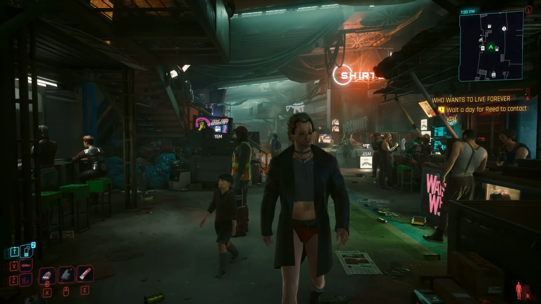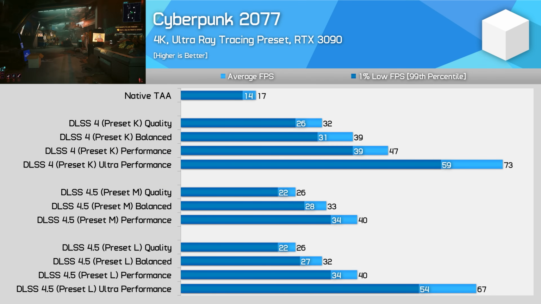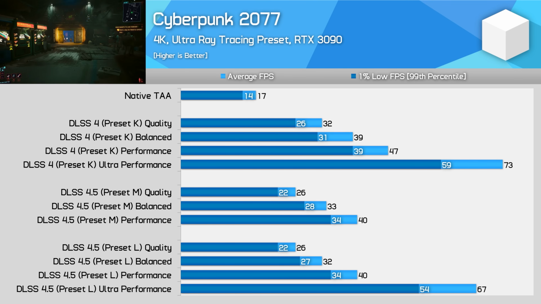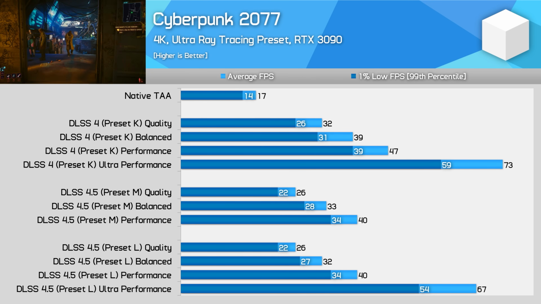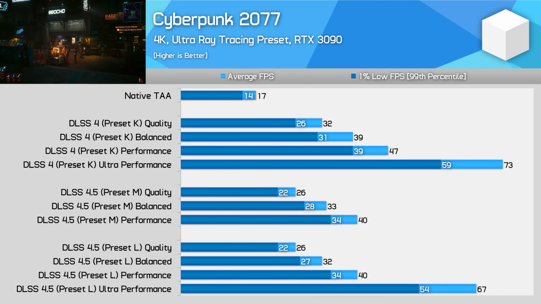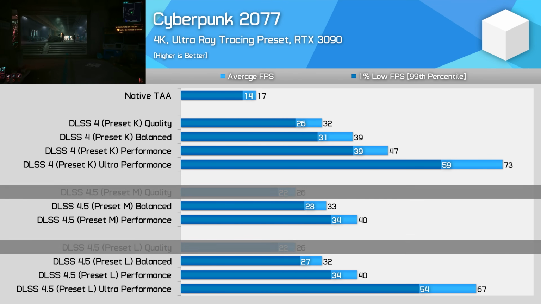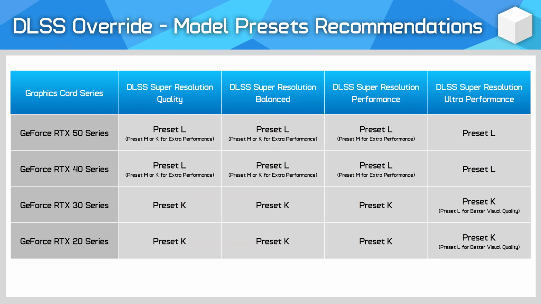On RTX 20 and 30 series GPUs, there is a much larger performance cost associated with using preset M or L. For this reason, you may not want to use these options. Even on the flagship RTX 3090, preset M can run 15 to 20% slower than preset K, so most of the time preset K is the optimal choice on 20 and 30 series GPUs.